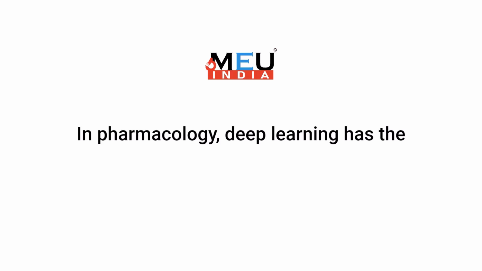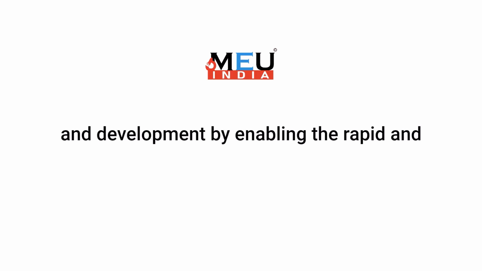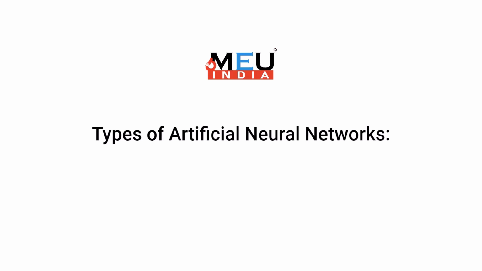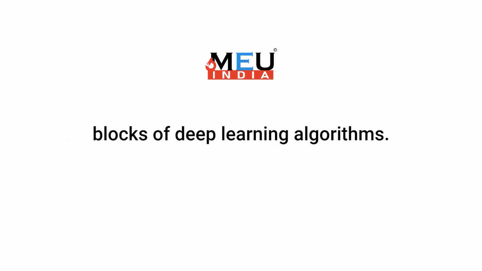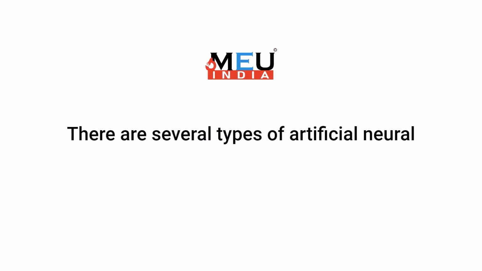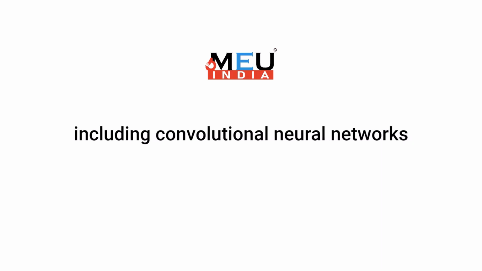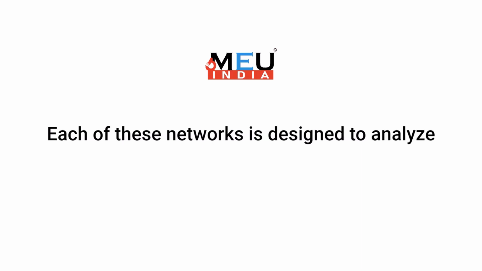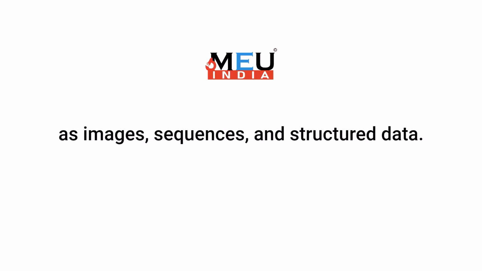In pharmacology, deep learning has the potential to revolutionize drug discovery and development by enabling the rapid and accurate identification of new drug candidates. Types of artificial neural networks. Artificial neural networks are the building blocks of deep learning algorithms. There are several types of artificial neural networks that are used in pharmacology, including convolutional neural networks, recurrent neural networks, and deep belief networks. Each of these networks is designed to analyze and interpret different types of data, such as images, sequences, and structured data.